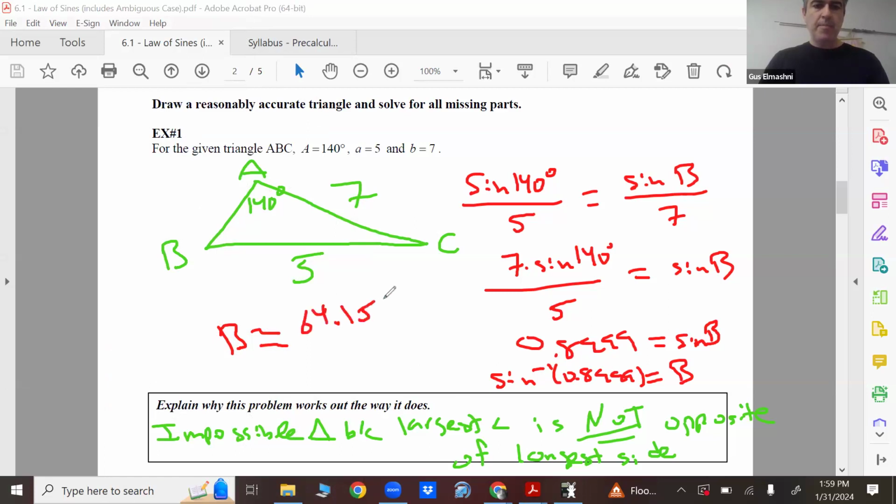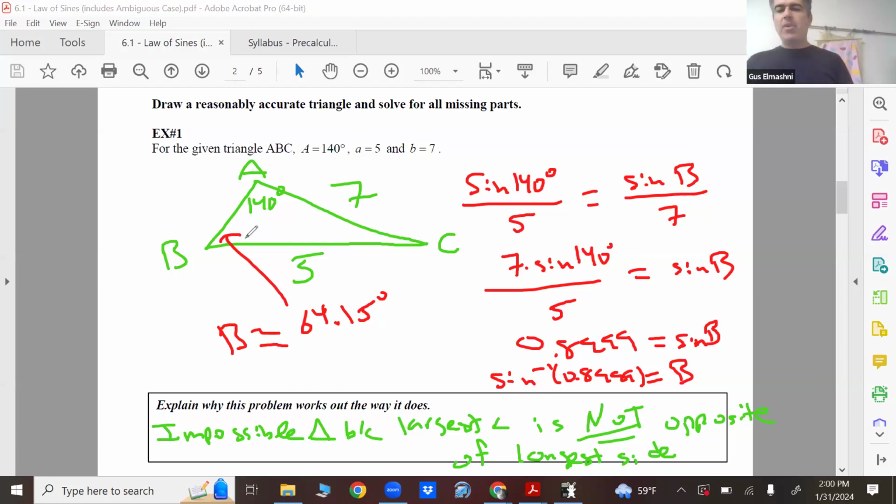Here's the problem. How can that be 64 degrees and that 140? We're supposed to be at 180. That's well over 180. Now you're at 204.15. Then angle C is negative? That's strange. That just can't happen, right? So yes, if you went through the motions and worked it out, you would realize all of a sudden, oh crap, this is not possible.